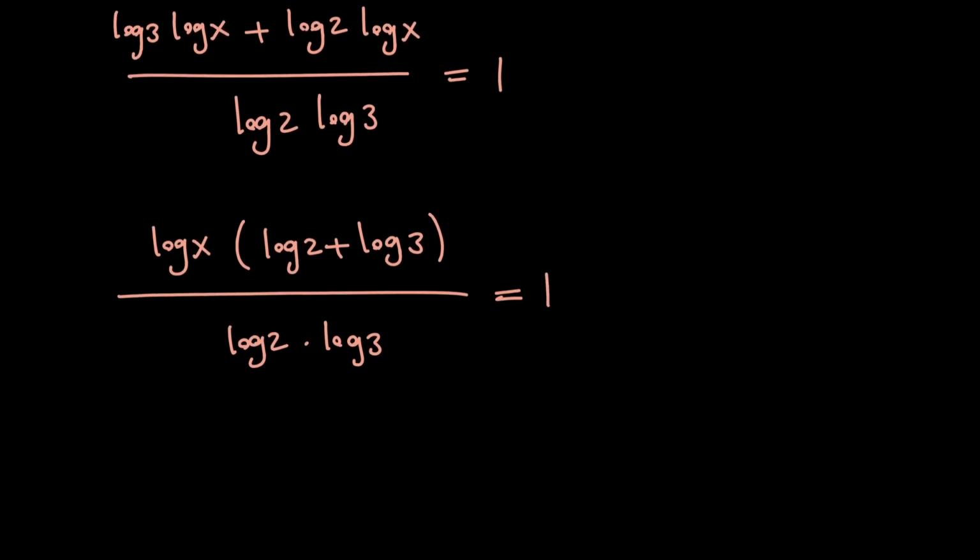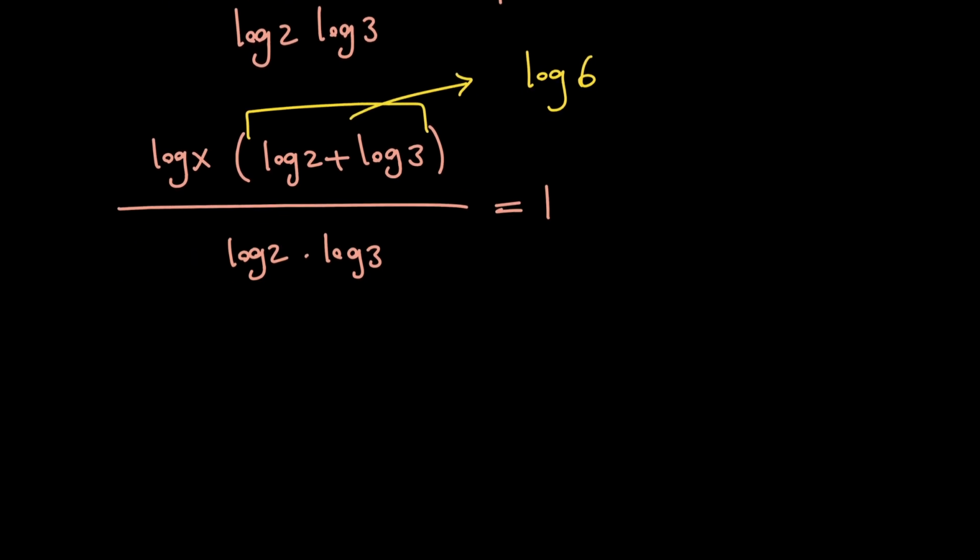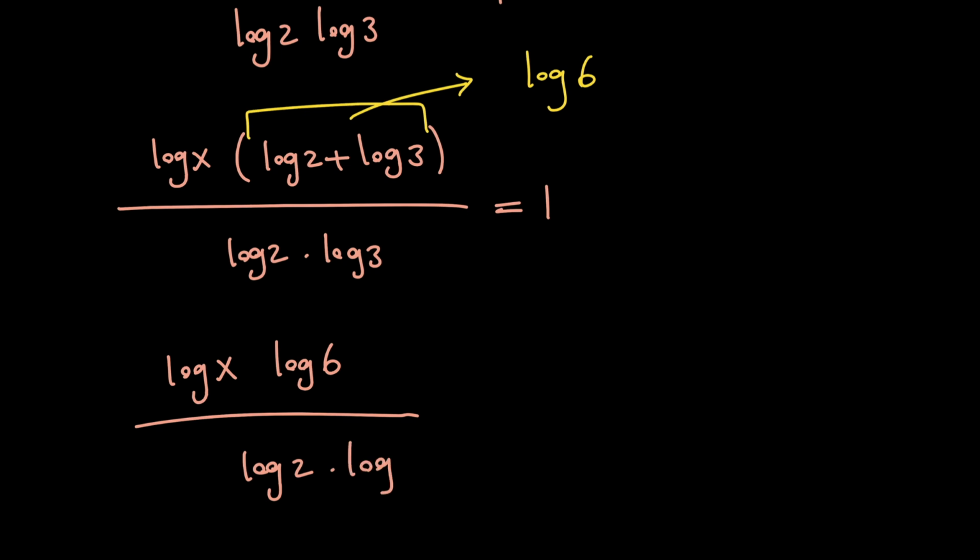Cool. Now, notice that we have a sum of two logs with the same base. So we can turn this into one log and write it as log of the product of the arguments. That is 2 times 3, which is 6. So we have log 6, which means that we have log x times log 6 divided by log 2 times log 3. And this equals 1.